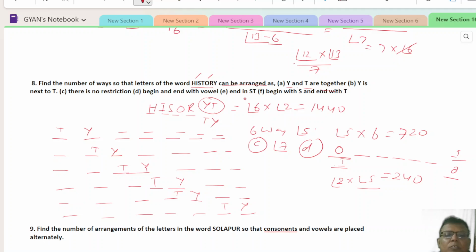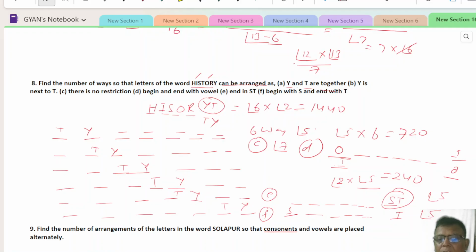Now in Ind is ST. So in ST, the remaining 5, this is fixed already. So the 5 then is factorial 5. Now begin with S and end with T. So again begin with S and T, the remaining 5, then this will also be factorial 5.